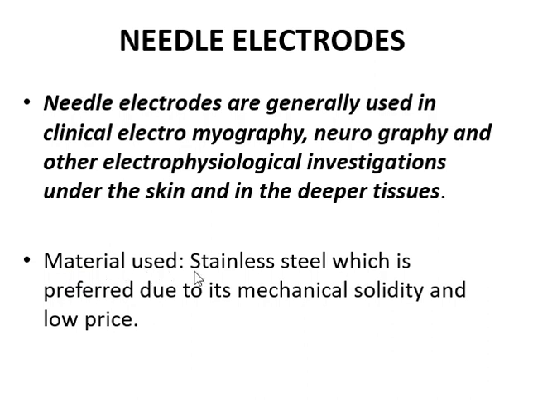Material used: stainless steel, which is preferred due to its mechanical solidity and low price. Easy to use, low impedance and stability are the advantages of the needle electrode. It is less likely to be disabled than the surface disc and cups. Monitoring more than one muscle provides additional sensitivity and reliability.